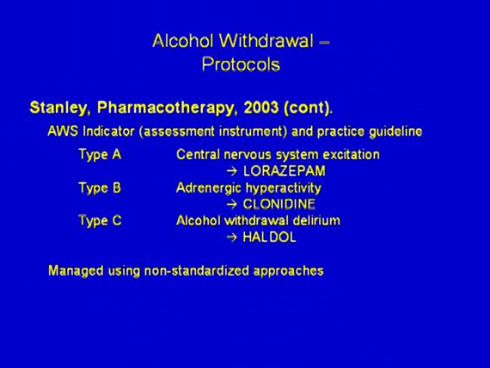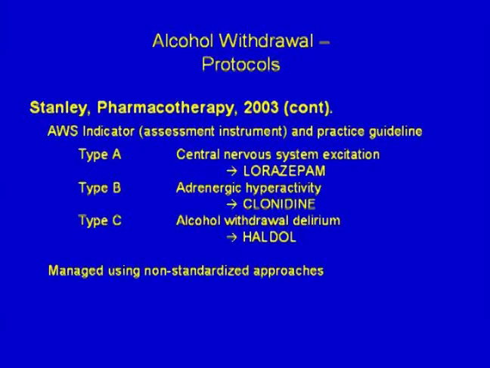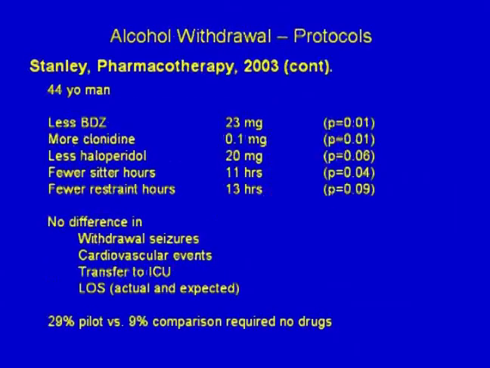And basically, they broke their assessment and symptoms into three categories. Type A was the central nervous hyperexcitation, type B was the adrenergic hyperactivity, and type C was the delirium. Based on the three different symptoms, they treated with three different meds, which made sense mechanistically with the symptoms. So Ativan for type A, clonidine for type B, HALDOL for type C. Average patient was a 44-year-old man.